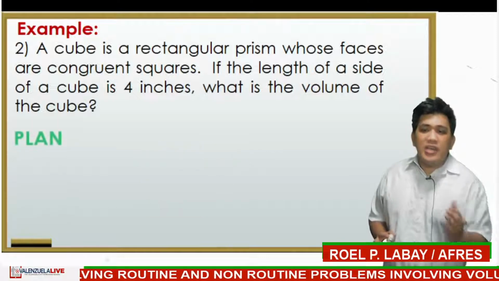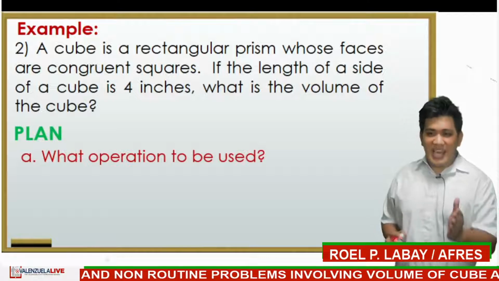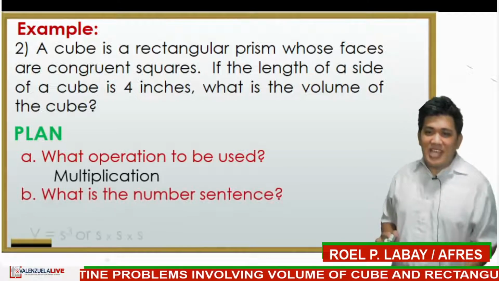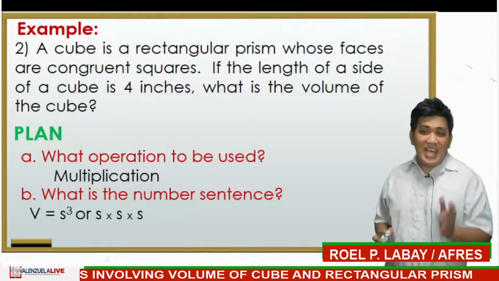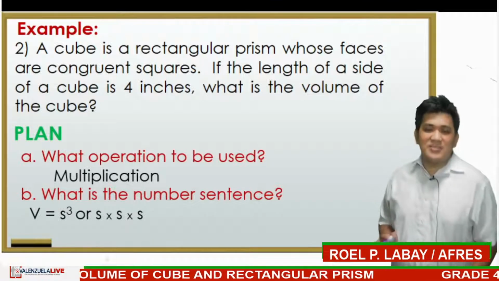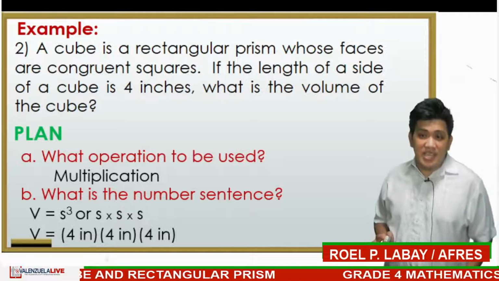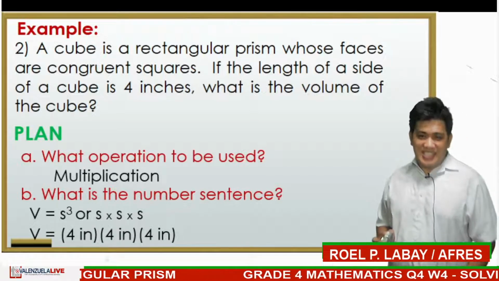Next, we plan. What operation is to be used? Exactly, multiplication. And then for the number sentence, we have the volume of a cube is side times side times side, or simply s cubed. And then we have here volume, it will be 4 inches multiplied by 4 inches multiplied by 4 inches.